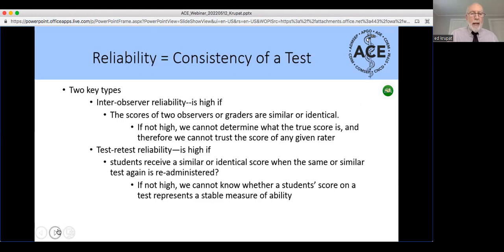Okay. And let's start talking about reliability. Reliability involves the consistency of a test, or technically it should say the consistency of results of a test. And people often talk about 2 kinds of reliability: inter-observer reliability and test-retest reliability. Inter-observer reliability asks the question, do 2 or more observers or graders give a similar or identical score? If 2 people disagree, then it's unreliable, and we don't know whose opinion to take.